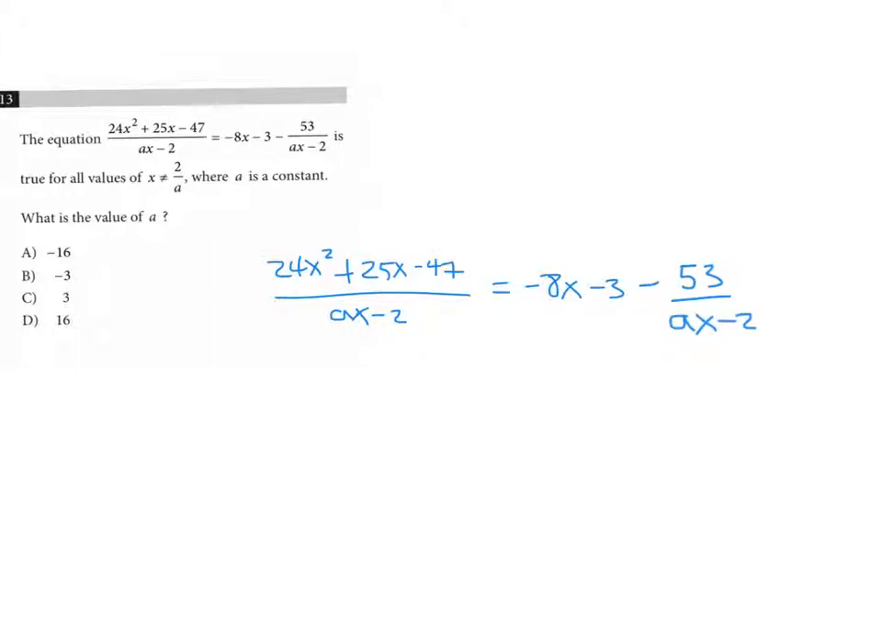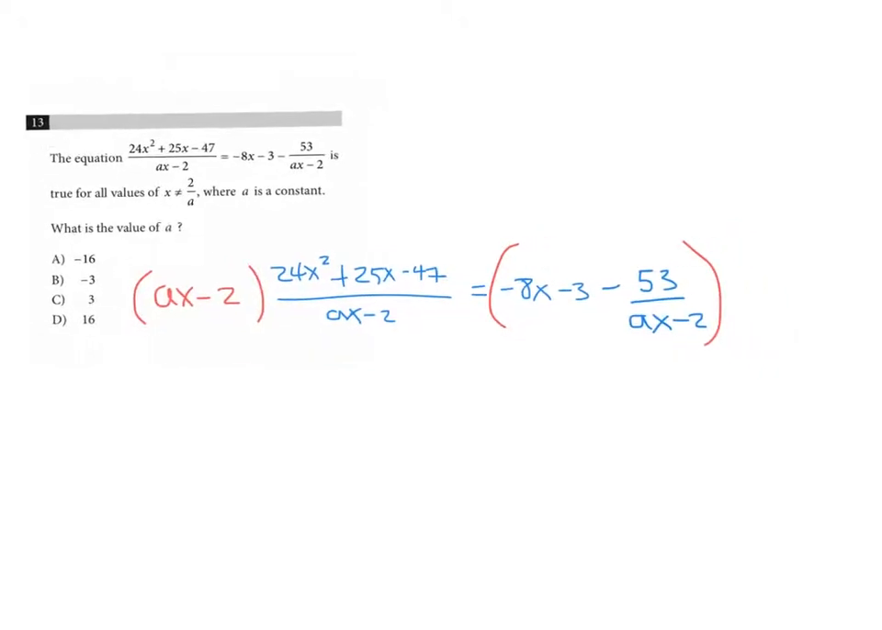Now, I do not like these ax minus 2 denominators. I prefer to get rid of them. And the way that you could do it is you could literally multiply both sides of the equation by ax minus 2. Now you have to keep in mind I am multiplying the entire right-hand side of the equation by ax minus 2.